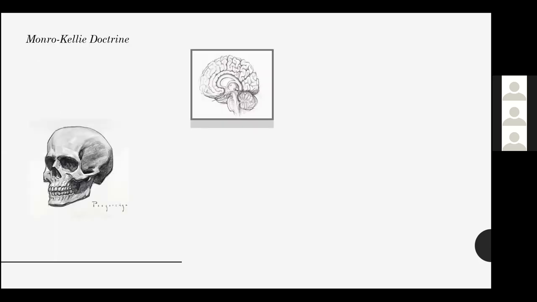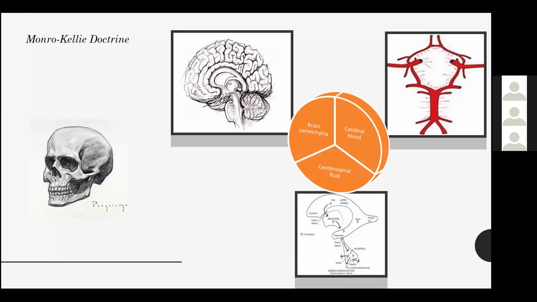Okay, so the Monro-Kellie doctrine is very well known. Monro, around the 1780s, introduced the concept of ICP, and later on one of his students, Kellie, elaborated further, and they formulated this concept which we today know as the Monro-Kellie doctrine. What it says is that our skull is an incompressible structure which contains three main components. The first is the brain parenchyma, the second is cerebral blood volume, both arterial and venous, and the third is the CSF in the ventricular system.